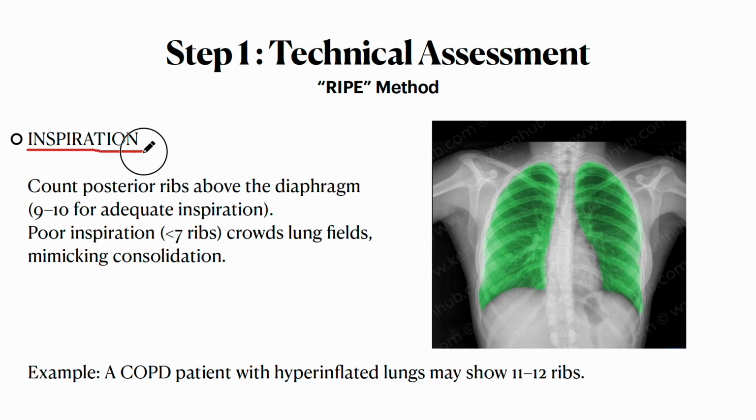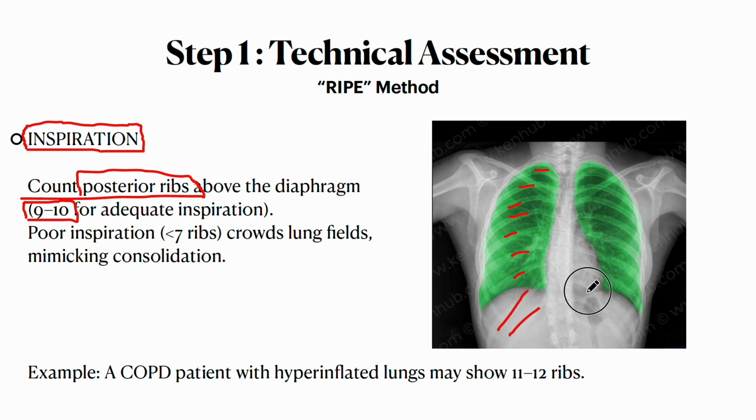We have to do the x-ray in full inspiration to count the ribs, and also to do the full lung field examination to not miss any lesions and not to be confused with any lesions, right? So in full inspiration, how do we say whether an x-ray has adequate inspiration or not? We have to count the posterior ribs above the diaphragm, and that should be 9 to 10 for adequate inspiration. Let's count here. 1, 2, 3, 4, 5, 6, 7. You can see here 8 and 9, right? On both sides 8 and 9. So this is a case of adequate inspiration, right?